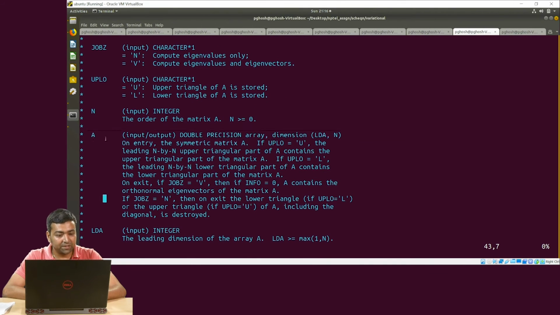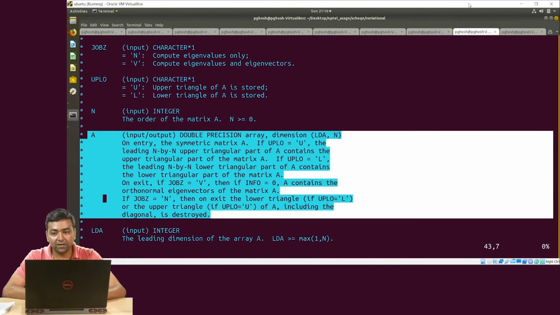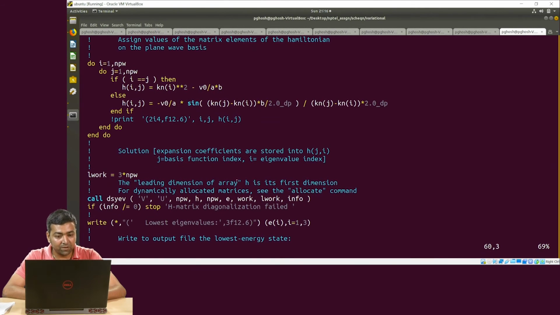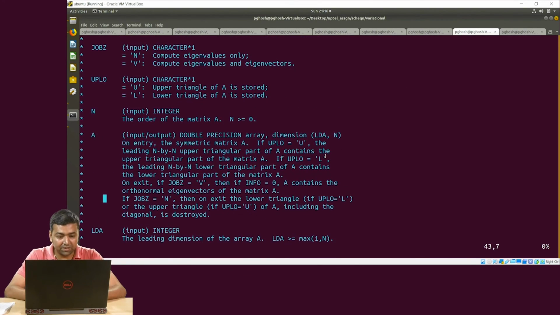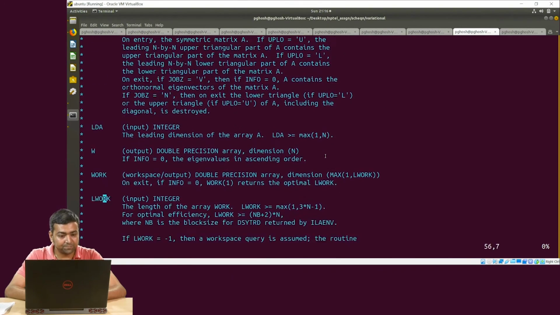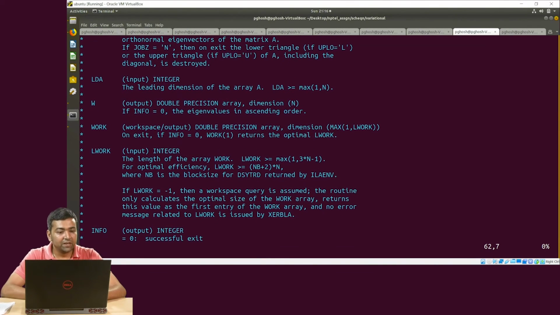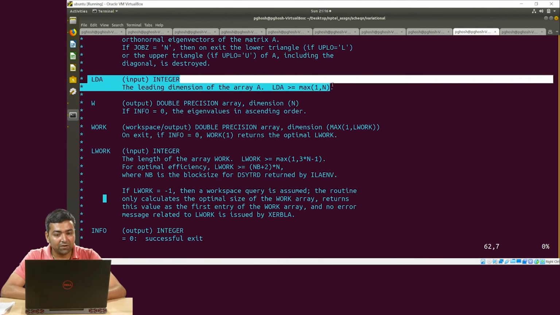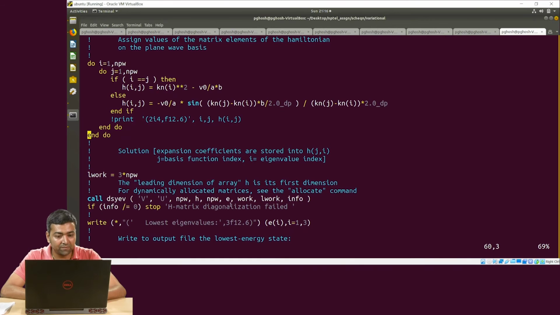Then A contains the matrix which we need to diagonalize, which in my main program, if you look at it, is the H matrix. Then there are some other internal parameters. Basically we need to provide the information about the leading dimension of the array, which in our case is the same as the order of the array, which is npw here.